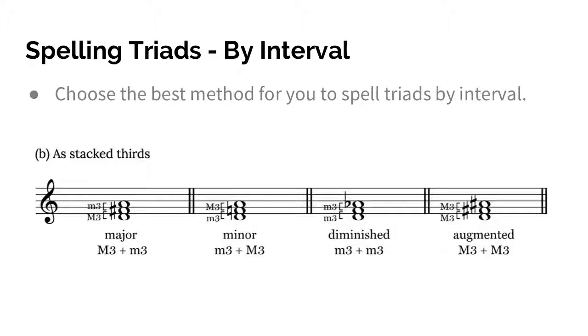So this is similar to the last method, but this is again by interval. So you can just think about the different chord quality types. So for a major triad, you put a major third plus a minor third. For a minor triad, you do a minor third plus a major third. For a diminished chord, you put a minor third and a minor third together. For augmented, you put a major third and a major third together.